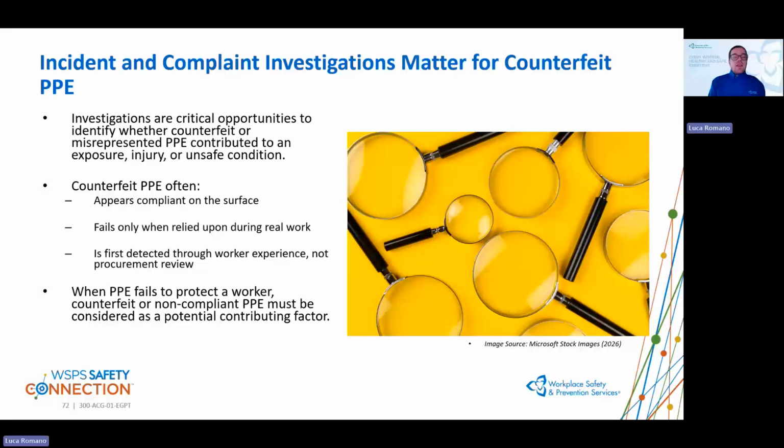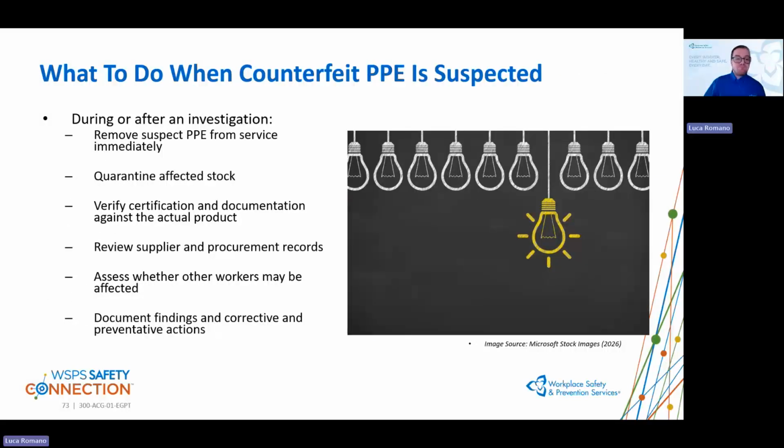In general, I would say that incident and complaint investigations matter a lot when it comes to counterfeit PPE, especially since if you're not looking at stuff beyond face value, you might be missing root causes. It's possibly a confounding variable or a contributing factor when you have incidents, especially if you have data that you can trace back and support that maybe there's a trend here of certain models failing. Let's say a year ago this wasn't really an issue, and maybe it's because we changed suppliers or manufacturers.